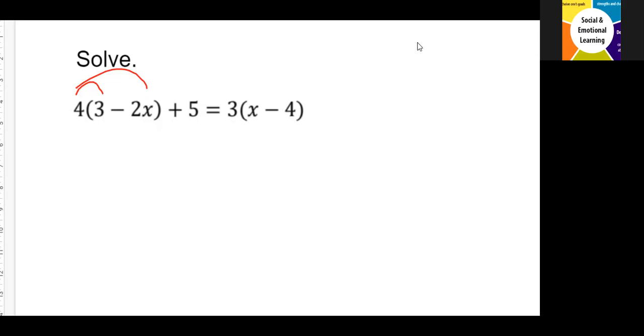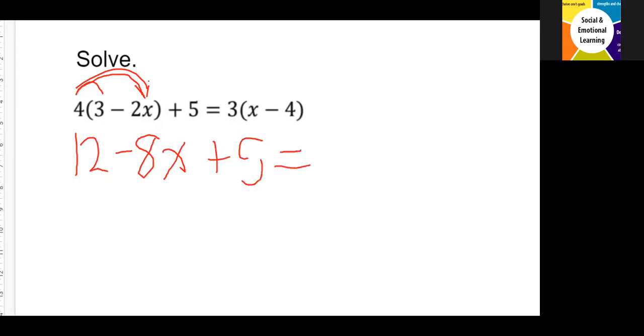12 minus 8x. One sec. 4 times 3 is 12. 4 times negative 2x is negative 8x. Do I have to multiply 4 times this 5? No, because the 5 is not in the brackets. So plus 5. Keep going. 3x minus 12. Nice. 3 times negative 4 is minus 12.